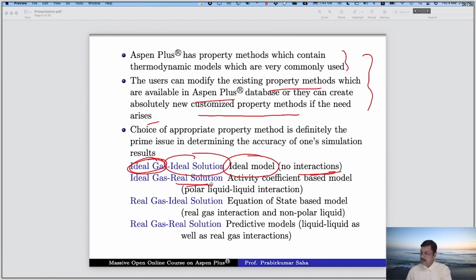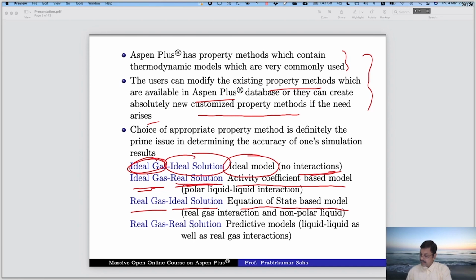In that case, it will no longer be an ideal solution, it will be a real solution. But the gas phase may be ideal. In such a situation, we have to use an activity coefficient based model. On the other hand, if there is no intermolecular interaction in the liquid phase, that means the liquid phase is ideal, whereas there is intermolecular interaction in the gas phase, that is real gas. It is no longer the ideal gas. In such a situation, we will use an equation of state based model.